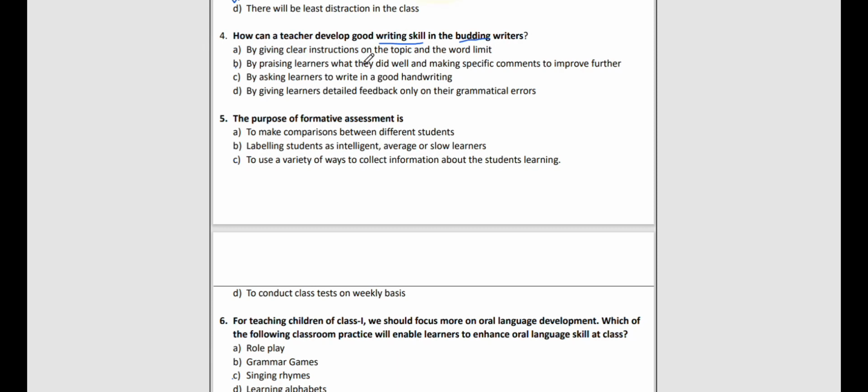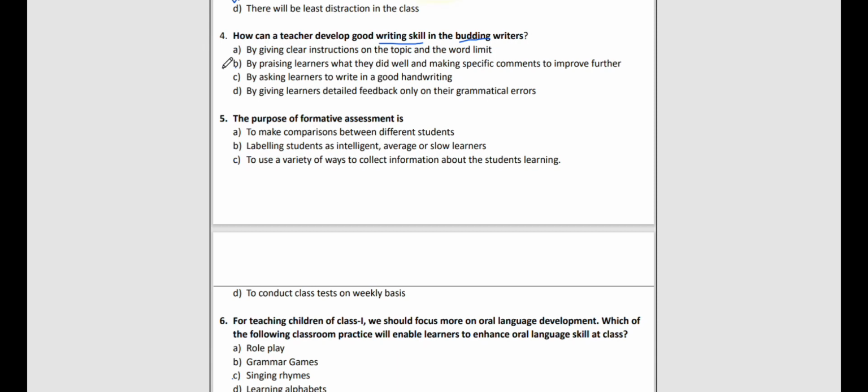By giving clear instructions on the topic and the word limit; by giving learners detailed feedback only on their grammatical errors; by asking learners to write in good handwriting; by praising learners for what they did well and making specific comments to improve further. So please pause the video and answer.